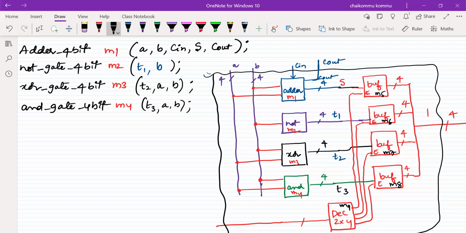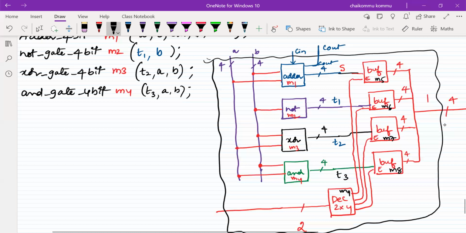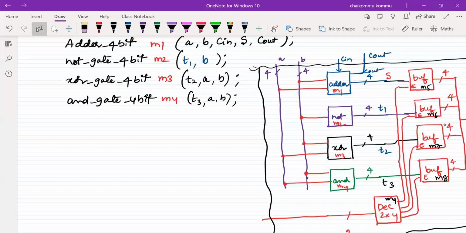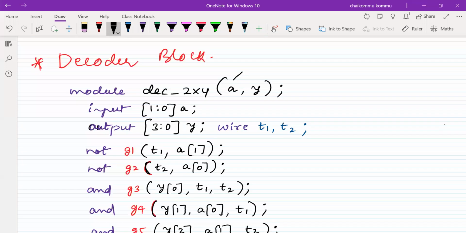Now the last one: buffers are required, and also a decoder. What is the name of the decoder? DEC underscore 2 by 4. The name of the module is M5. What is the first statement? This is the selection line. The first input is input and the second is output, so first I need to write the input. Input for the 2 by 4 decoder is S.